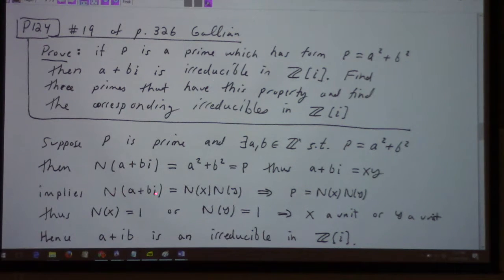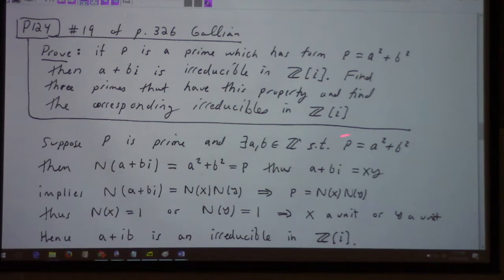And if you think about a plus bi being a product x times y, well, that means that p would have to be n of x times n of y, right? So either n of x has to be 1 or n of y has to be 1 because p is a prime. So by Euclid's lemma, one of them or the other has to be 1, which means that either x is a unit or y is a unit, which is to say that a plus bi is irreducible.